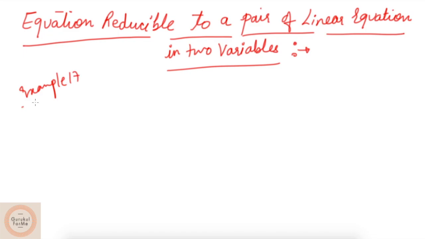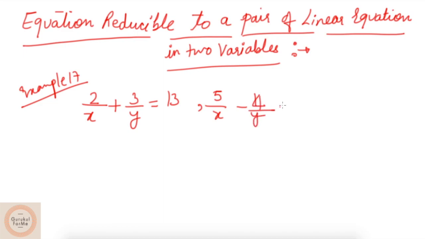Example 17 from the textbook. It says solve the equations which look like this: 2 by x plus 3 by y is equal to 13. And then there is another equation which says that 5 by x minus 4 by y is equal to minus 2. Now this is not our conventional equation. Why? Because it has x, y, and unfortunately if you cross multiply this, you will have 13xy. If you carefully see, your denominator will become xy and it will become 13xy.